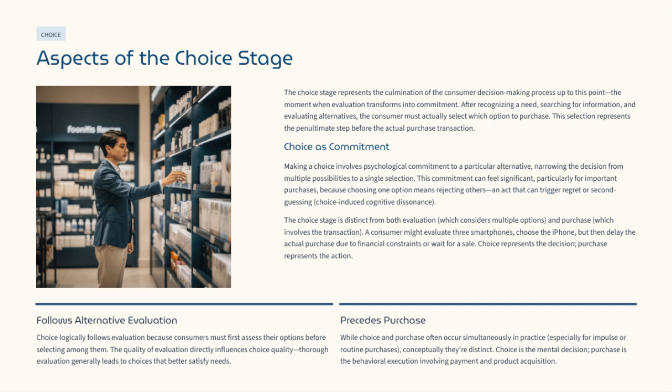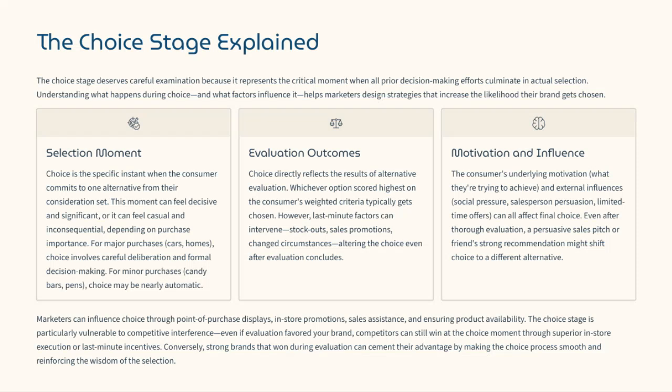Ultimately, the choice stage is the culmination of everything that came before: recognizing a need, searching for information, evaluating options. It's the point where evaluation turns into commitment. This decision is a key step before the actual transaction, and understanding it helps us see how consumers move through the decision-making process. Let's talk about the choice stage and how it can be influenced.